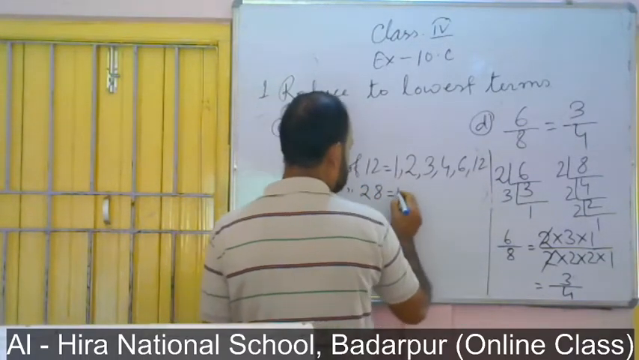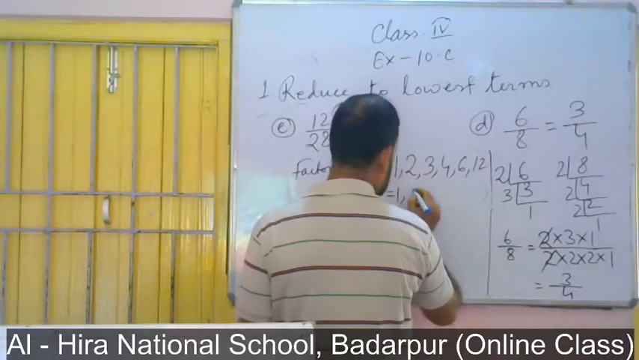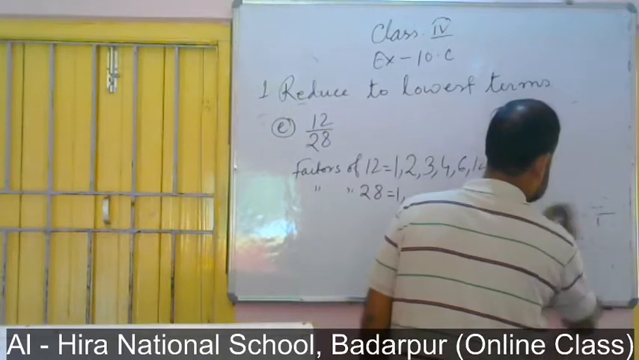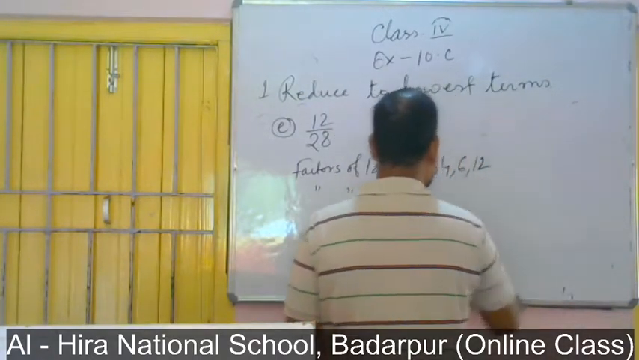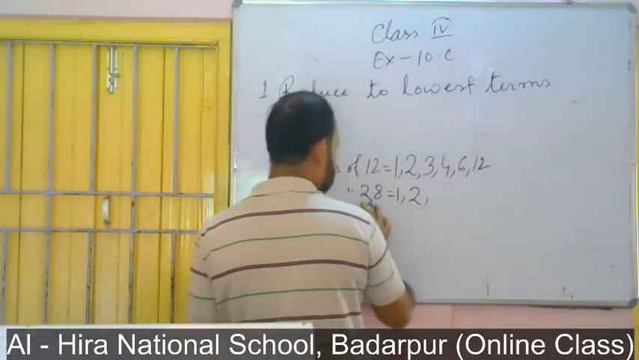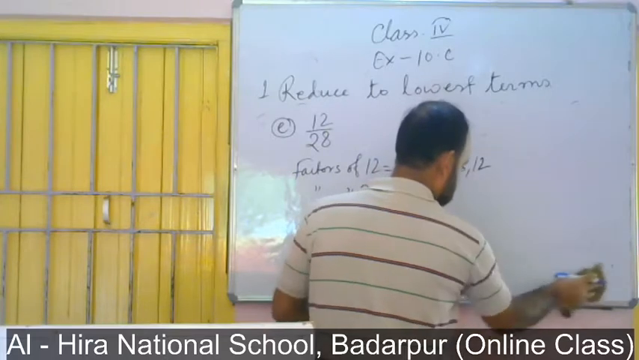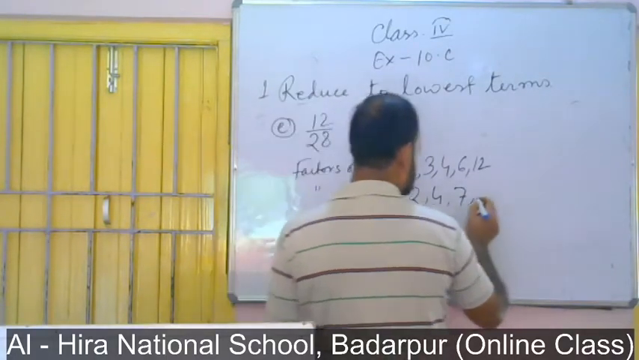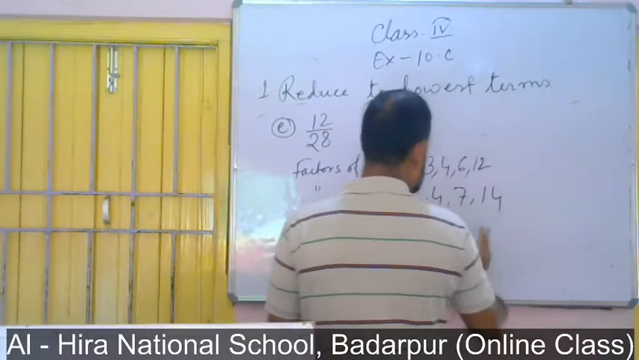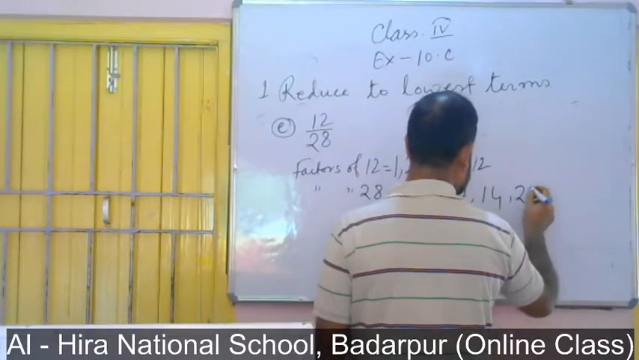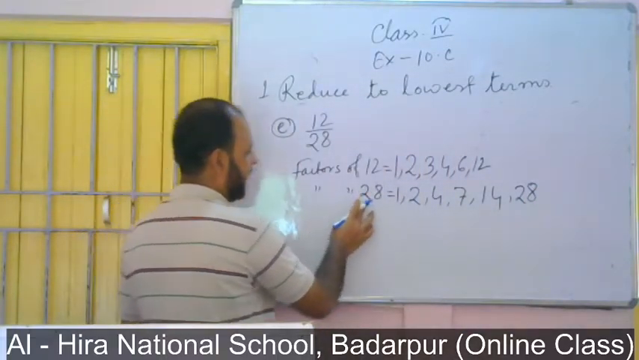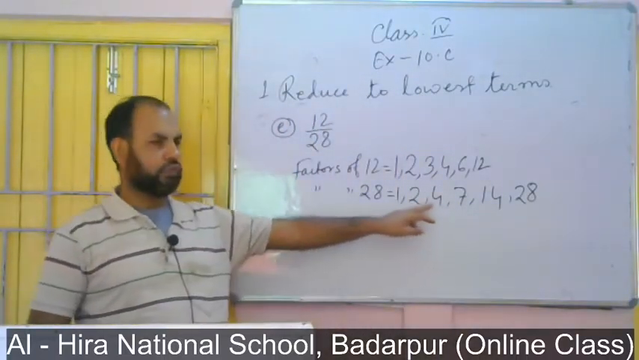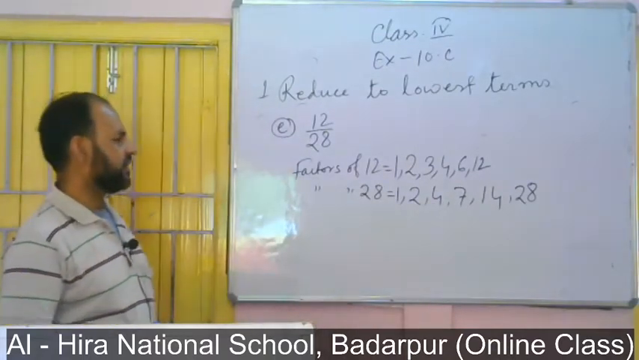So 1 is the common factor, 2 times 14 is 28, then 4 times 7, then 7 times 4, then 14 times 2, then 28 times 1. So the factors of 28 equal 1, 2, 4, 7, 14, 28. 1, 2, 4, 7, 14 and 28 are the factors of 28.